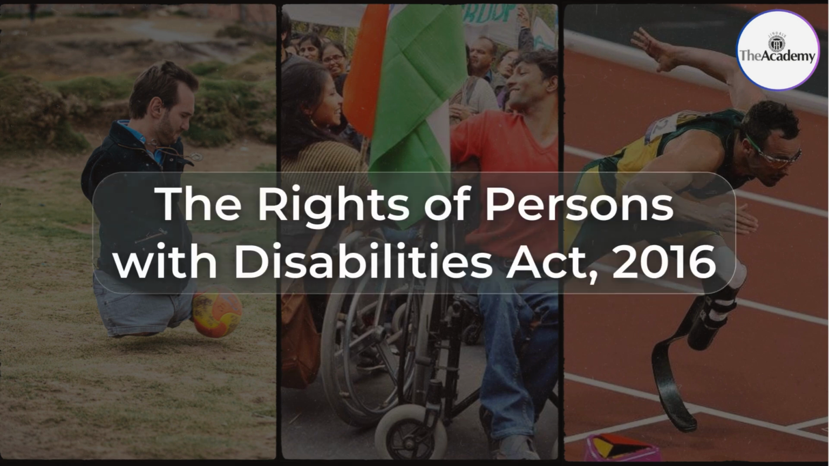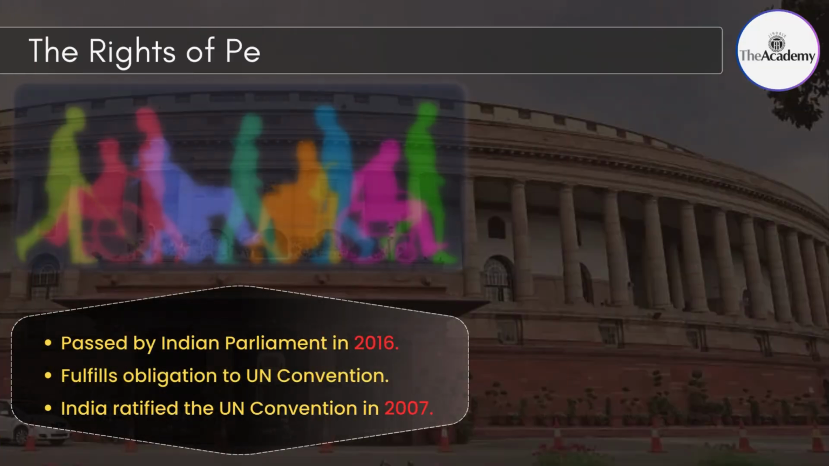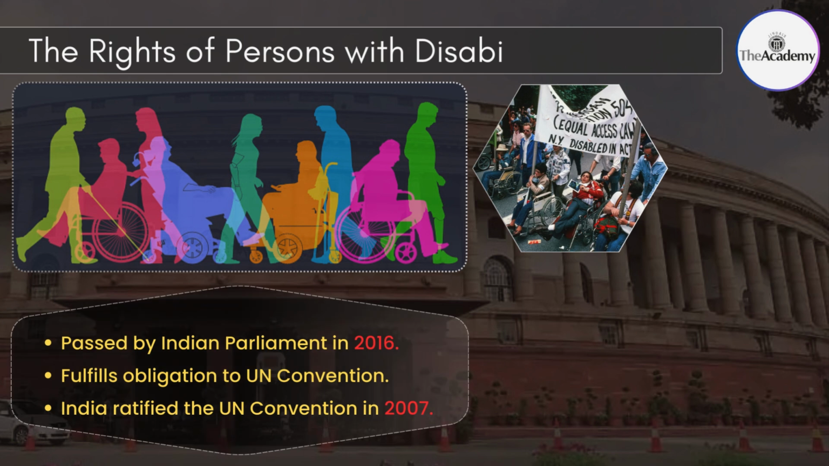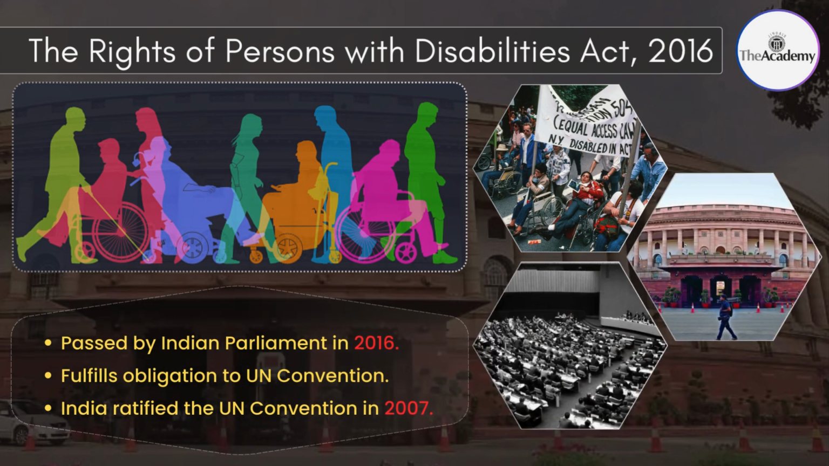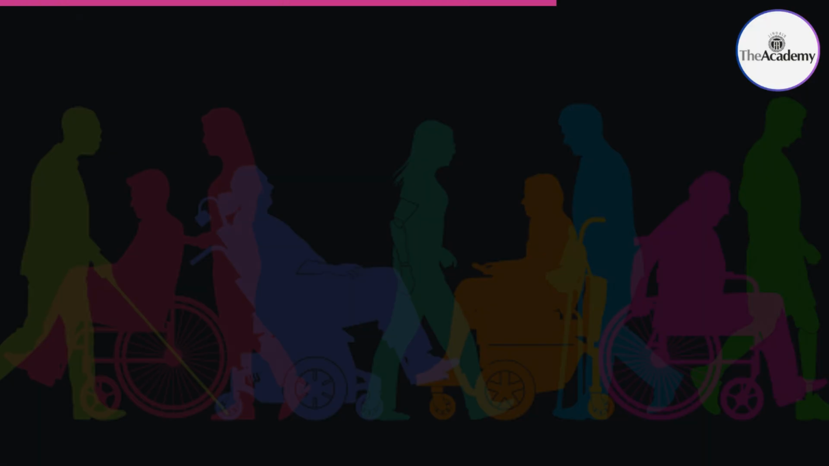The Rights of Persons with Disabilities Act, 2016. The Rights of Persons with Disabilities Act, 2016, was passed by the Indian Parliament to fulfill its obligation to the United Nations Convention on the Rights of Persons with Disabilities, which India ratified in 2007.